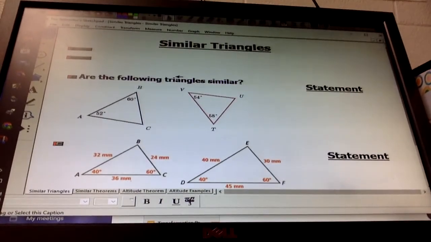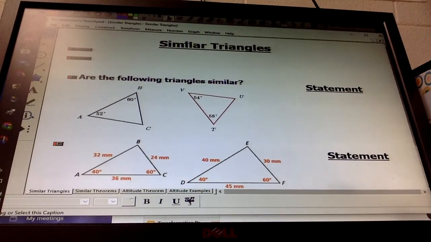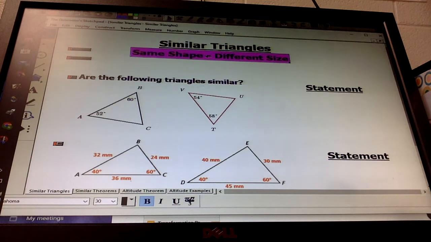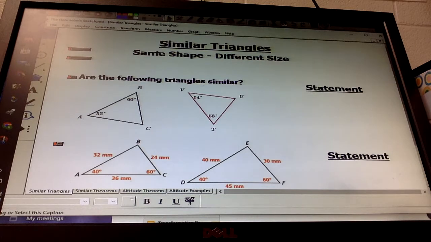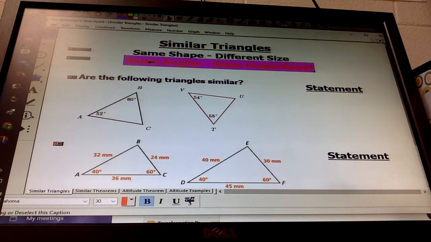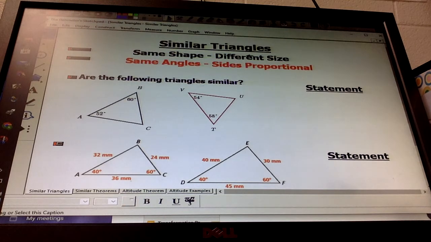Okay, we're going to start this video. We're assuming that you have a little bit of prior knowledge about similar triangles. Just a quick review: to be similar, just similar anything, you've got to have the same shape but different size. Today we're talking about similar triangles only, but the same shape tells you that the angles have to be the same. The different size, as far as similar, means the sides have to be proportional.